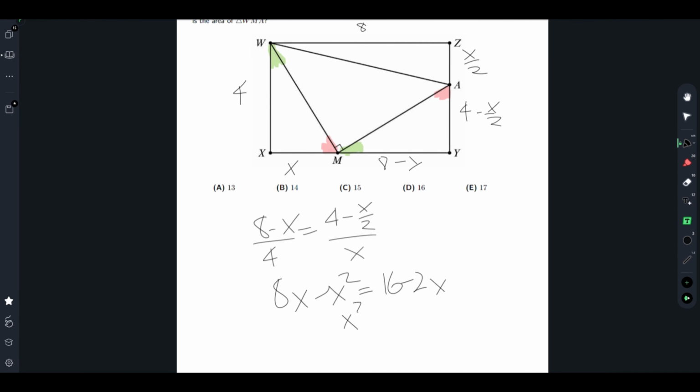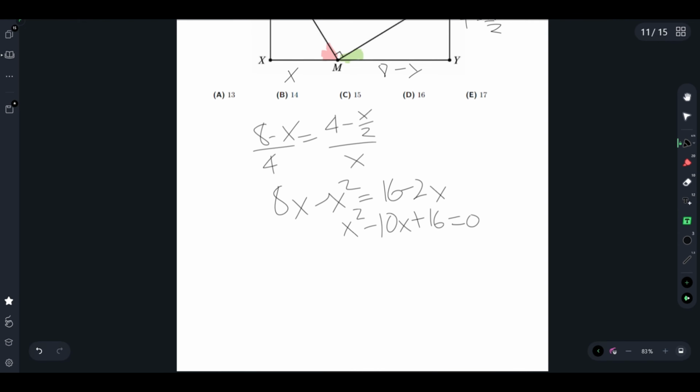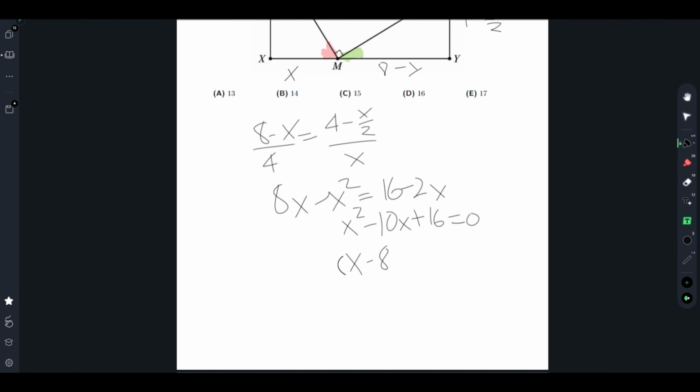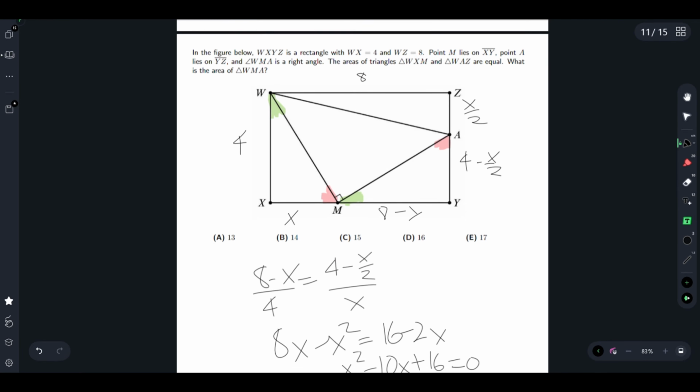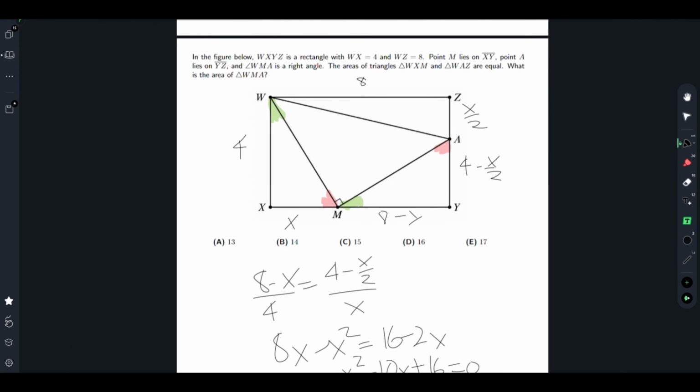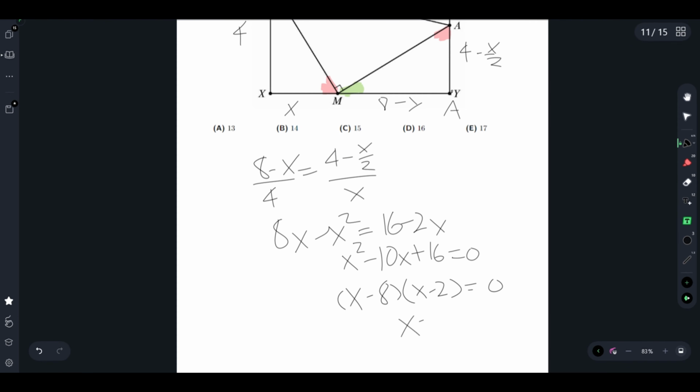and then adding, we can factor this: (X minus 8)(X minus 2). Obviously, X can't be 8 because then A would be all the way down here, because X over 2 is 4. So obviously that can't happen. So X is equal to 2.